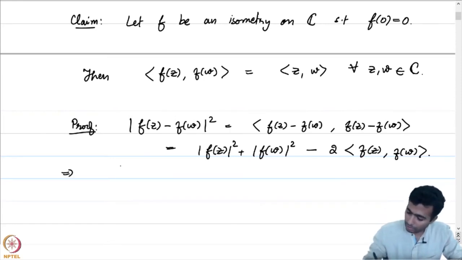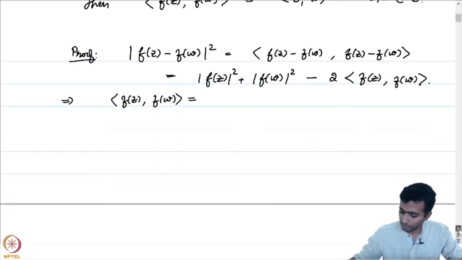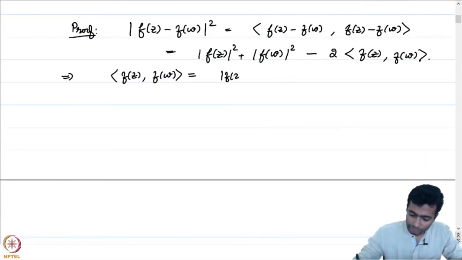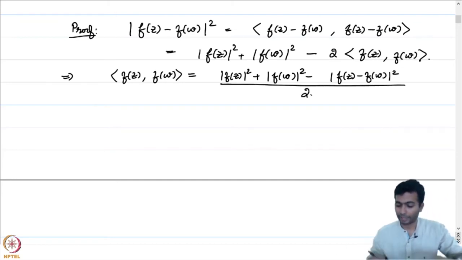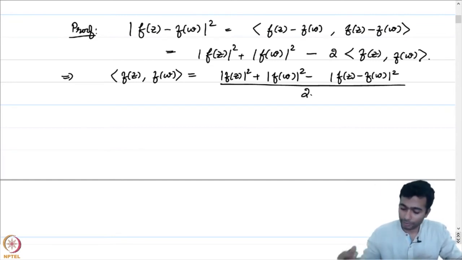This gives that the inner product of f of z and f of w is equal to the absolute value of f of z squared plus the absolute value of f of w squared minus the absolute value of f of z minus f of w, the whole squared, divided by 2, the polarization identity as we know it. But till now we have not used the fact that f is an isometry, and we are now going to use the fact that it is indeed an isometry and that it fixes the origin.